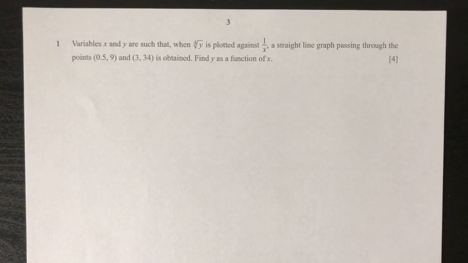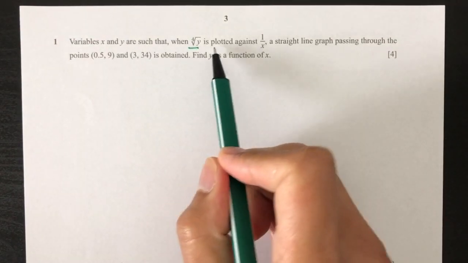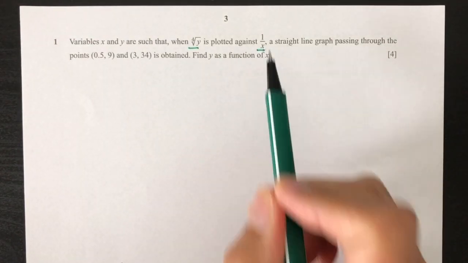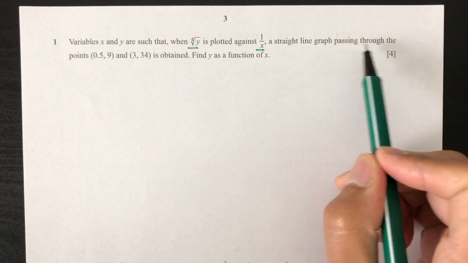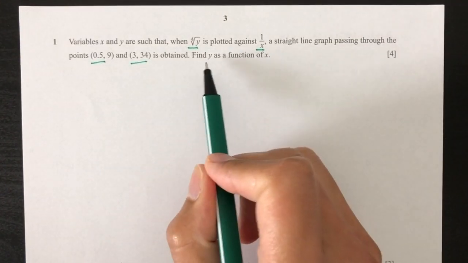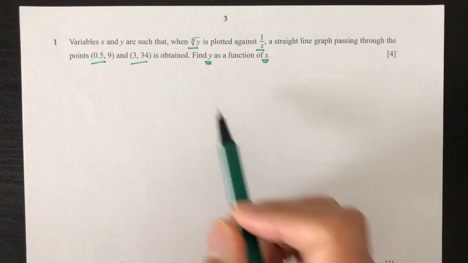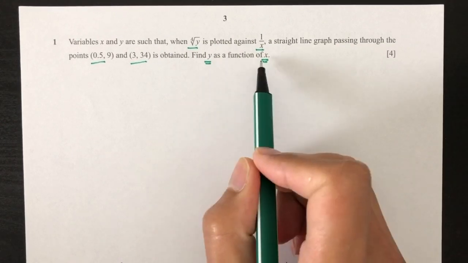Okay, so the first one: we have variables x and y such that y is plotted against x, and a straight line graph passing through two given points is obtained. Now you have to express y in terms of x, so we have to use this information to find it.